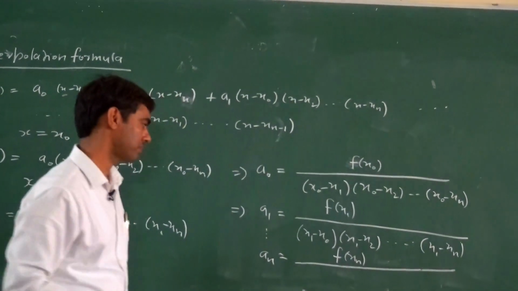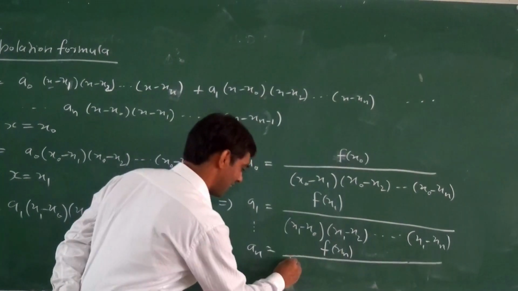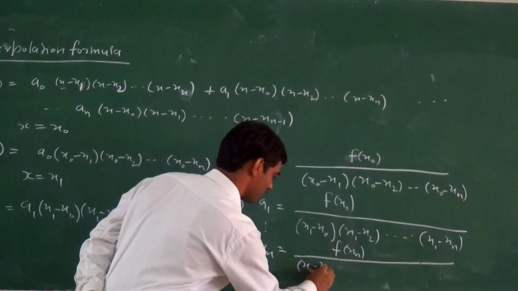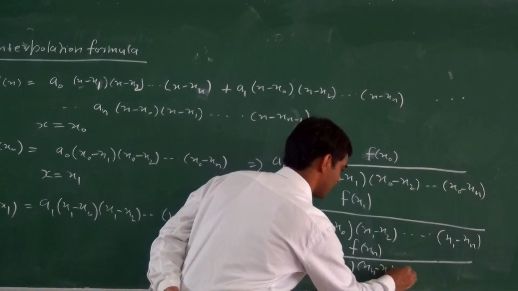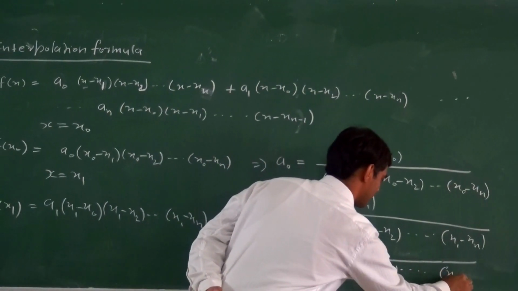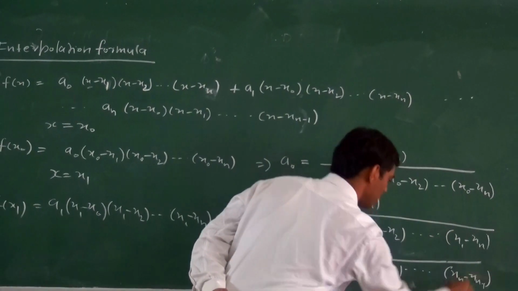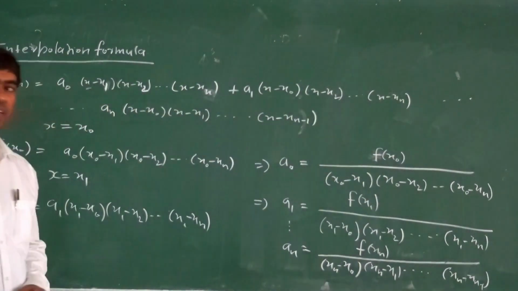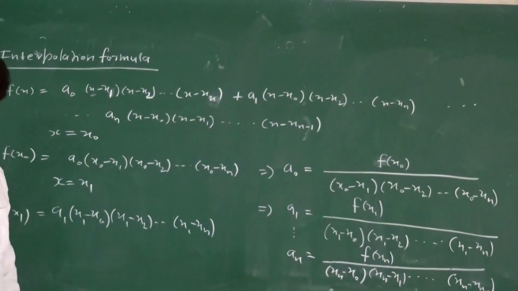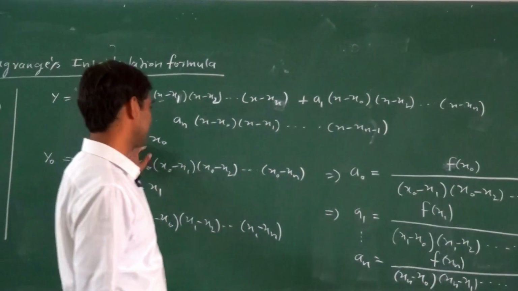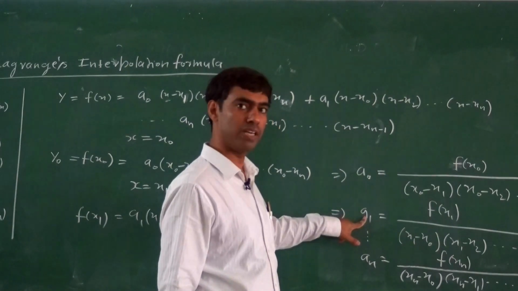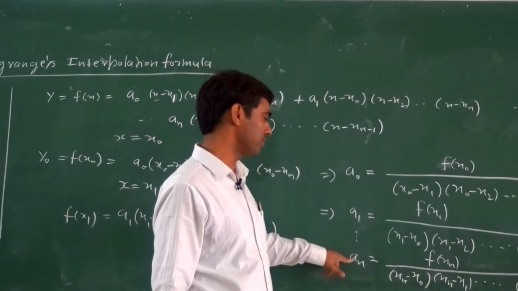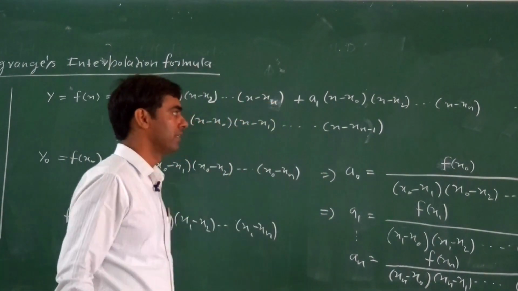Divided by (xn − x0)(xn − x1) up to (xn − x(n−1)). So in this way we are able to find out the coefficients: by putting x equal to x0 we find the value of a0, by putting x equal to x1 we find the value of a1, and by putting x equal to xn we find the value of an.